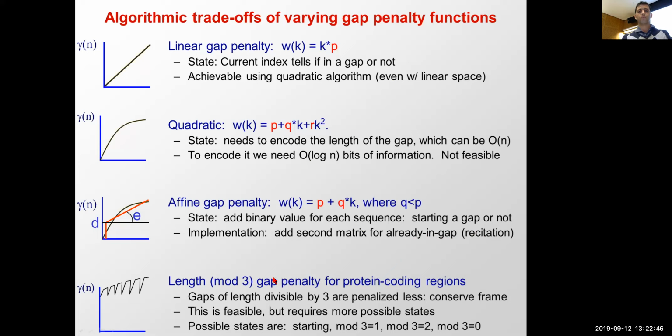I could also build a gap that basically says I will penalize more gaps that are not a multiple of 3. And that could be very helpful within protein coding regions, for example. So gaps of length divisible by 3 are penalized less because they conserve the reading frame. And this is feasible, but it requires simply more states. So the possible states are I'm starting, or mod 3 is 1, mod 3 is 2, mod 3 is 0, which basically keeps shifting between different matrices to just remember the state of whether I have modulo 3 of 0, or 1 or 2. Okay? Who's with me so far? Great.